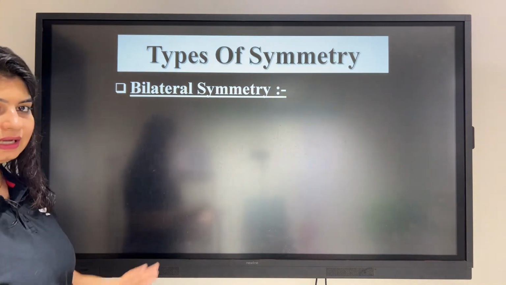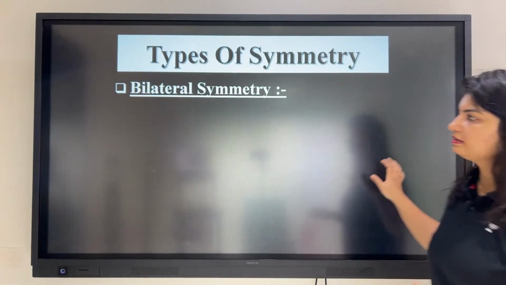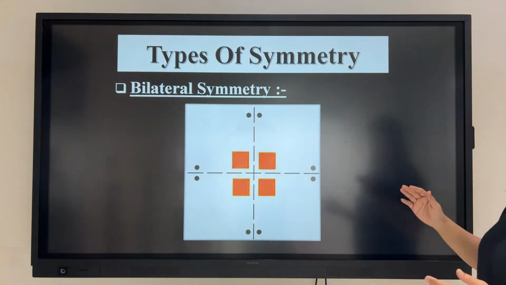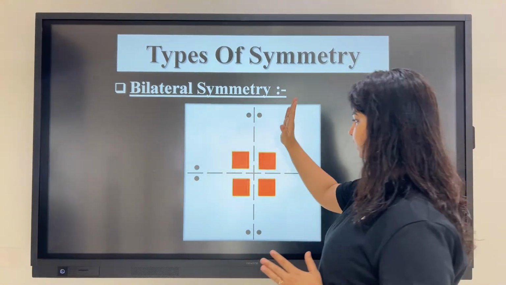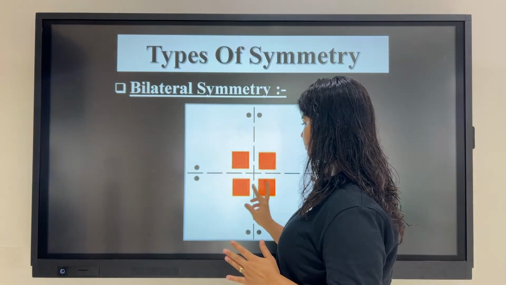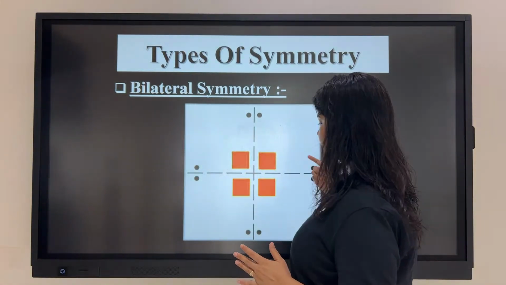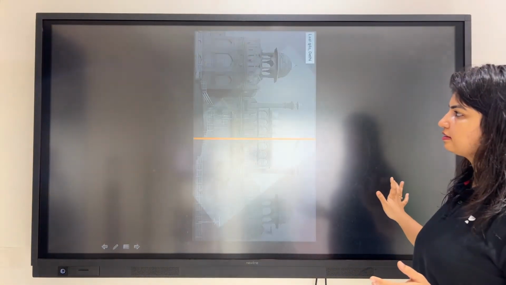Now there are certain types of symmetry again. The first in the list is the bilateral symmetry. Okay, if you can see, on both the axes, everything is balanced. If I talk about the vertical axis, squares here, squares here, squares here, squares here. If I talk about the horizontal one, dot here, dot here, dot here, dot here. Everything is bilateral, both the axes getting balanced.